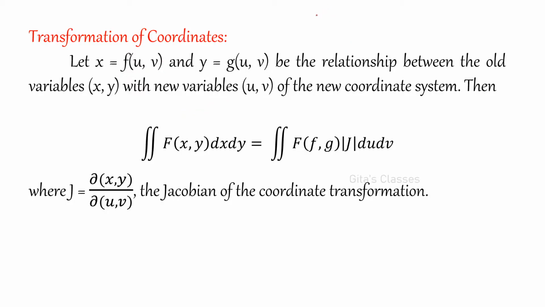Suppose you have x comma y in the Cartesian coordinate system, and you want to change it to another coordinate system which contains the variables u comma v. Let us assume that x is equal to f of u comma v, and y is equal to g of u comma v. Then the double integral over some region R of f of x comma y dx dy will be equal to what we are going to do: x and y we are going to change to another two variables u comma v.